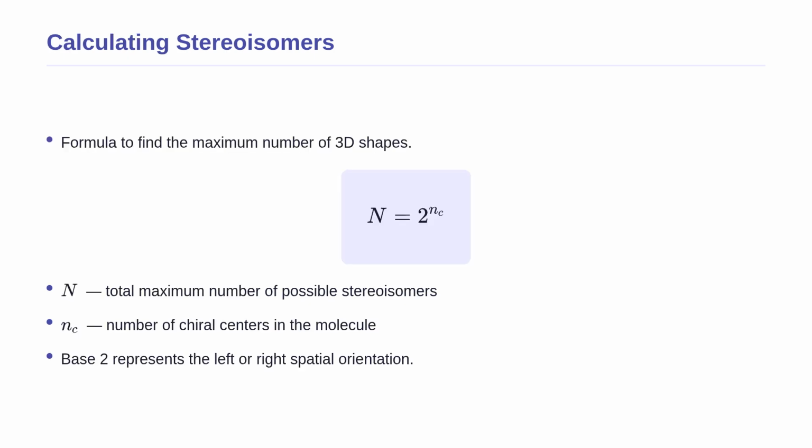To find out exactly how many 3D shapes are possible, we use a specific mathematical equation. The formula is n equals 2 to the power of nc. Here, the symbol n represents the total maximum number of possible stereoisomers. The variable nc represents the number of chiral centers in the molecule. The base 2 represents the 2 possible spatial orientations, which are left or right, at each chiral center. As the number of chiral centers increases, the number of possible shapes grows exponentially, showing how nature creates massive variety.